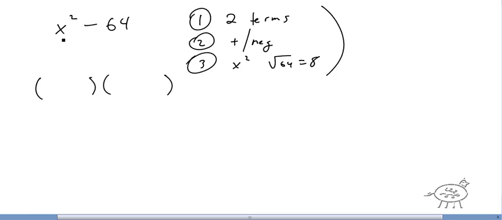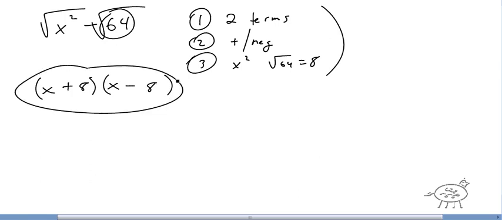So what's the square root of x squared? It's x and x. Oh, I didn't put my signs here, plus and minus. Don't forget that. The square root of x squared is x and x, the square root of 64 is 8 and 8, and we're done with the problem. See, it's really pretty easy as long as you recognize it. Okay, let's try another one here.